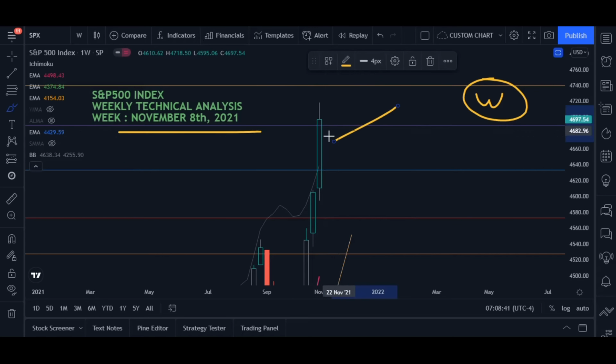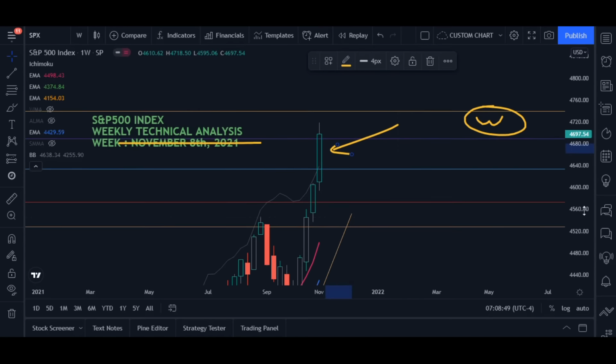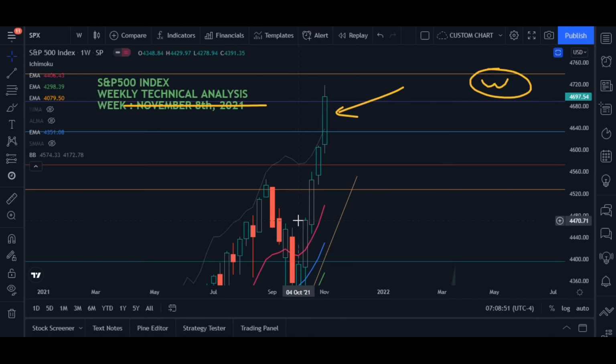If you look at the last weekly candle, it's a bull candle. The last four, I guess five candles, let me see: 1, 2, 3, 4, 5. So these last five candles are bull candles. As such, there was no problem up to this candle, but now this candle has created a problem.